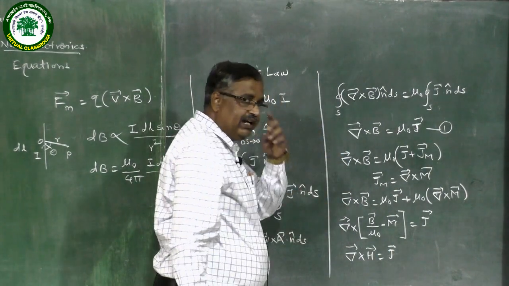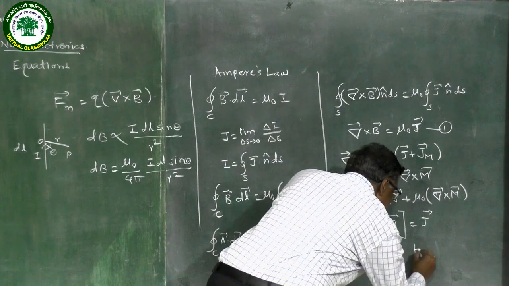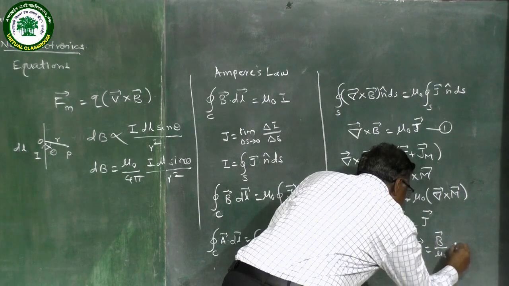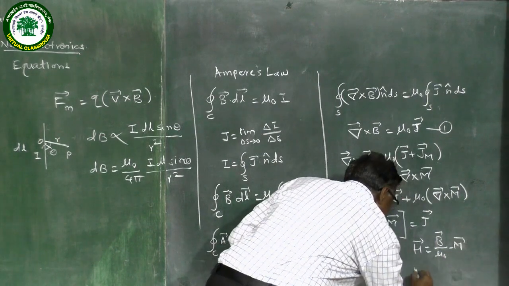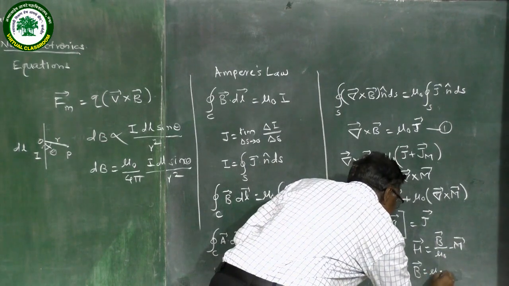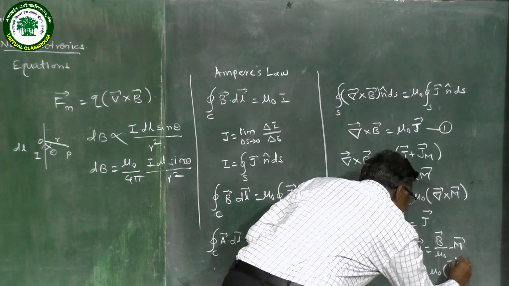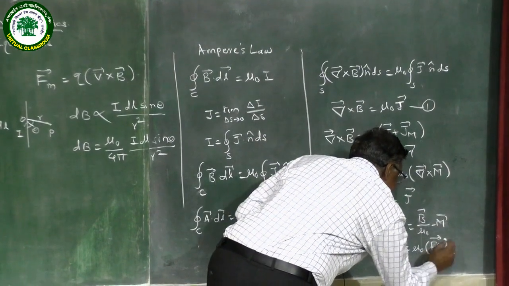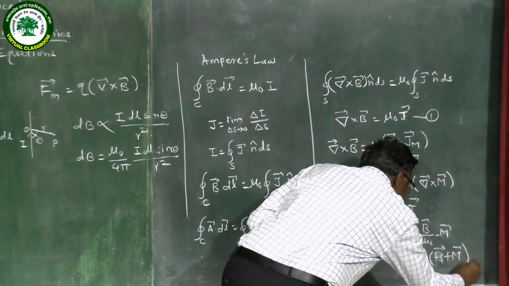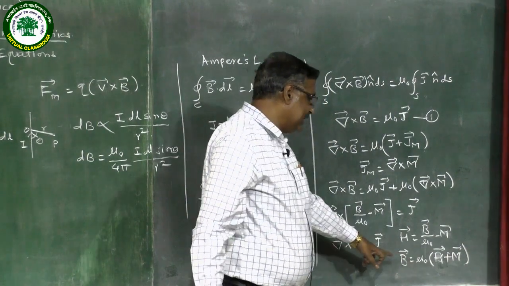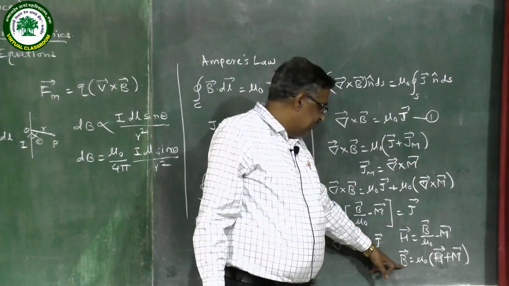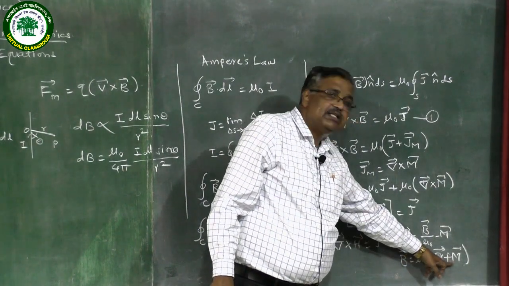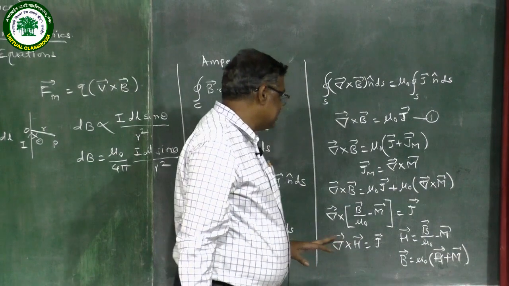And here also we have three vectors, where H is defined by the equation H is equal to B upon mu 0 minus M, and therefore B is written as mu 0 into the bracket of vector H plus vector M. So these are the three vectors, and they are related together. Vector B is the magnetic induction vector, H is the magnetic intensity vector, and M is the magnetization vector. So this is the relation associated with it.